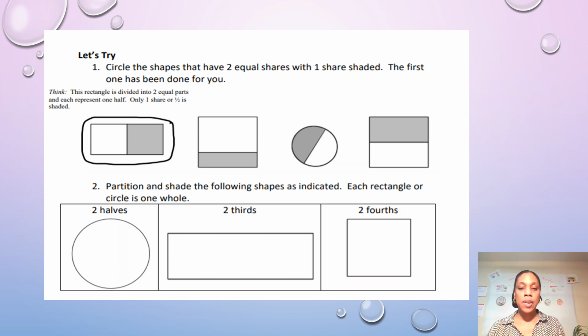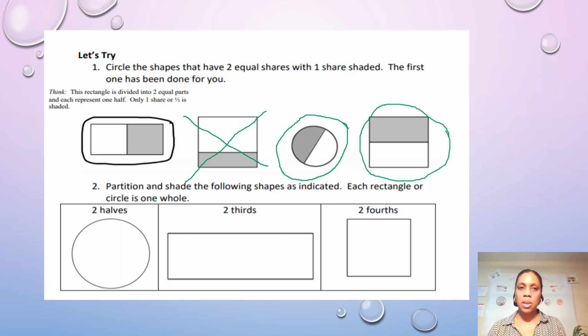So let's look at the next one. The next one is here. This part looks bigger than this part. It's not equal. So I'm going to put a cross line over it. This is one part. This is another part. They look about the same size. They must be equal. So I'm looking for 1/2. This is one part and this is one part. They both look equal. So I'm going to circle this also.